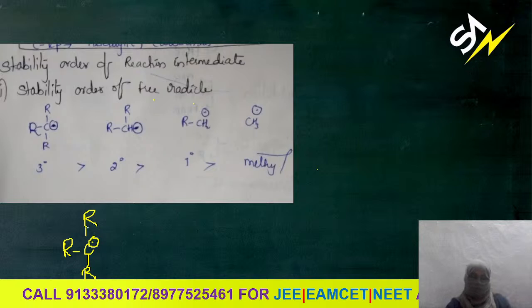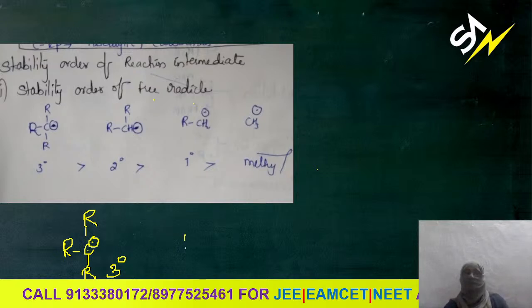Now look here, this carbon is attached to how many carbons? R means carbon chain, right? R means alkyl group. Carbon attached to how many carbons? Three carbons. This free radical is known as tertiary free radical, because this carbon is a tertiary carbon and the free radical will be a tertiary free radical.